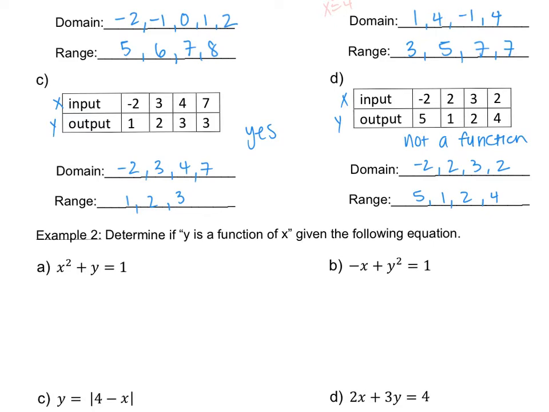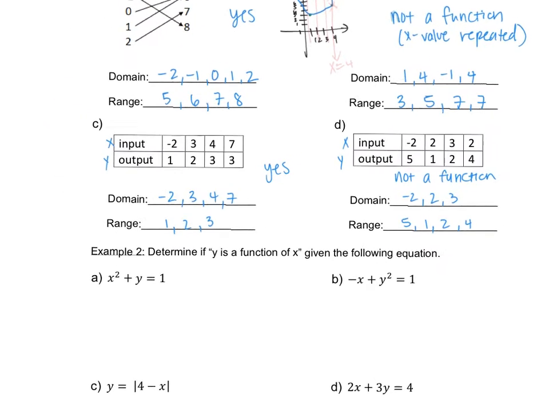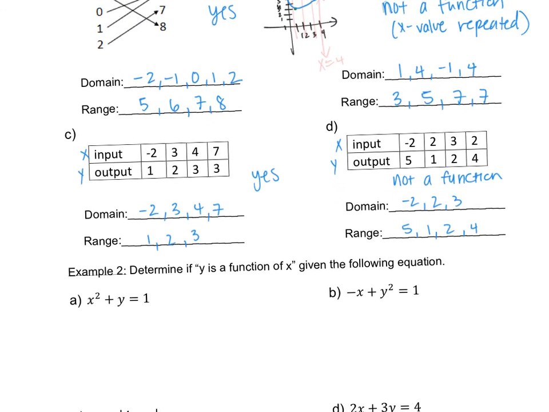And like I said before, if these x's are repeated, you don't have to write them twice. So I'm just going to erase the other 2 here. And I think I didn't erase the other 4 last time, so I'm just going to go ahead and erase that for you guys. So if you have repeated x or y values for the domain and range, you do not have to write it twice. Just one copy of it is fine.